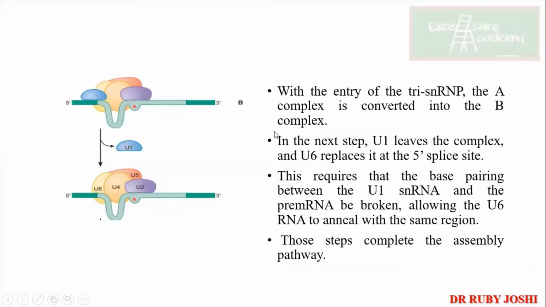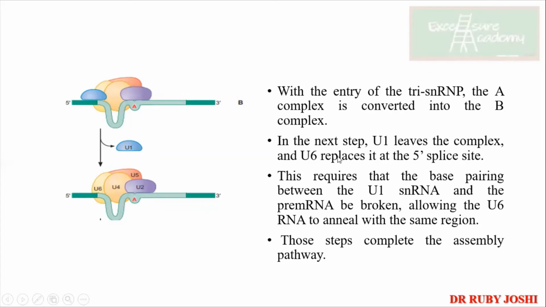Okay. Now can you see U1 and U2 there? Okay. Slowly, what they have done, this 4, 5, 6 have taken the place of U1, and U1 is being displaced. Okay. So when this is formed, it is known as the B complex. So with the entry of the tri-snRNP, the A complex is converted to the B complex. And in the next, U1 leaves the complex, U6 takes its place.